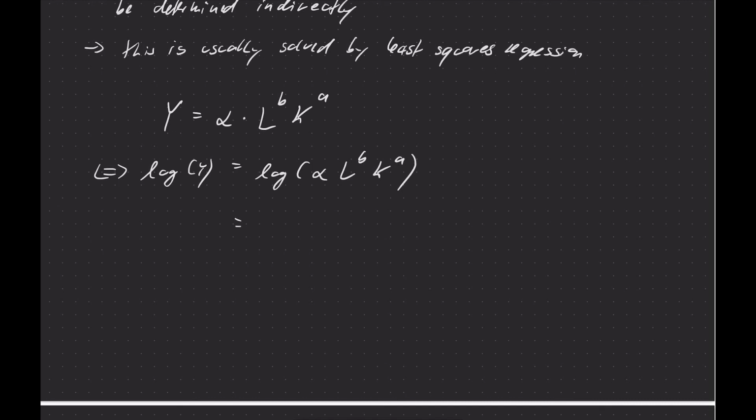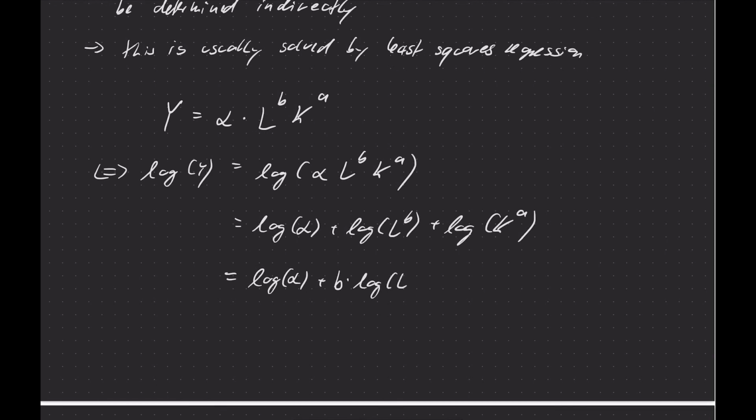And now you can apply rules of logarithms. So first thing we can do is split the product. The logarithm of a product is the sum of logarithms. So we get log of alpha plus log of L to the B plus log of K to the A. So that's a lot easier. We don't have a product anymore, we have a sum. And it gets a lot better if we apply the rule that the logarithm of an exponential function can also be written in a different way. The exponent can be put in front of the logarithm. So that's the same thing as b times log of L plus a times log of K.